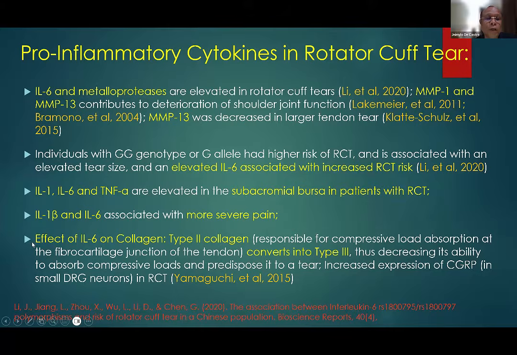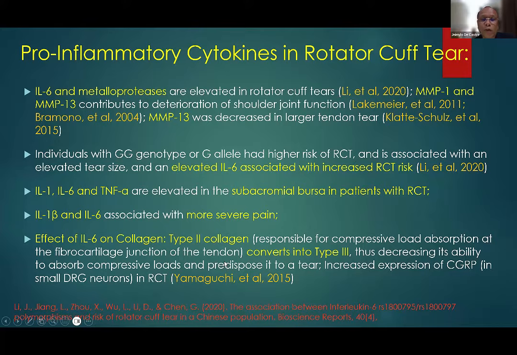And then, of course, there is its effect on collagen type 2, for example, which is actually responsible for absorbing compressive loads. It is affected by the presence of interleukin 6, and it converts into type 3, which reduces its ability to absorb compressive loads. Of course, the one that is usually studied is type 2. But the moment it converts into type 3, its ability to absorb those loads will be decreased.